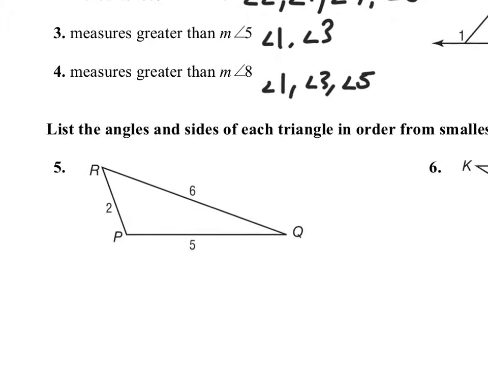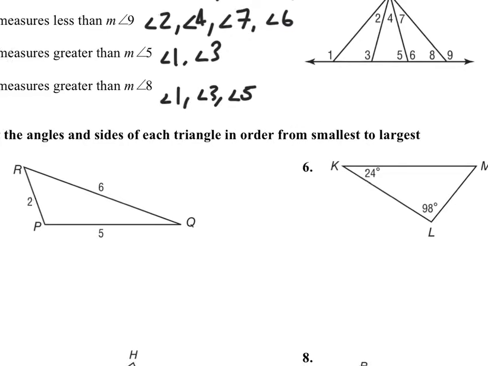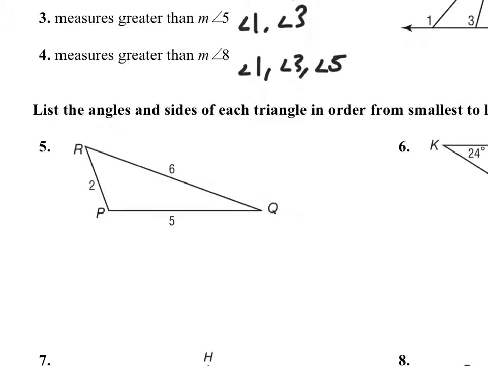Okay, let's go ahead and take a look at list the angles and sides of each triangle in order from smallest to largest. So let's go ahead and list the sides, okay? And so if I were to list my sides from smallest to largest, I would say RP is my smallest, okay? We can just list them out from smallest to largest. So RP is my smallest, PQ is my middle, and then QR is my largest, okay?